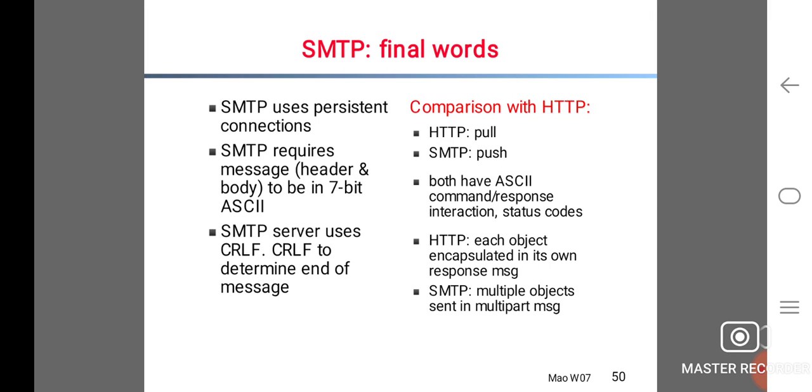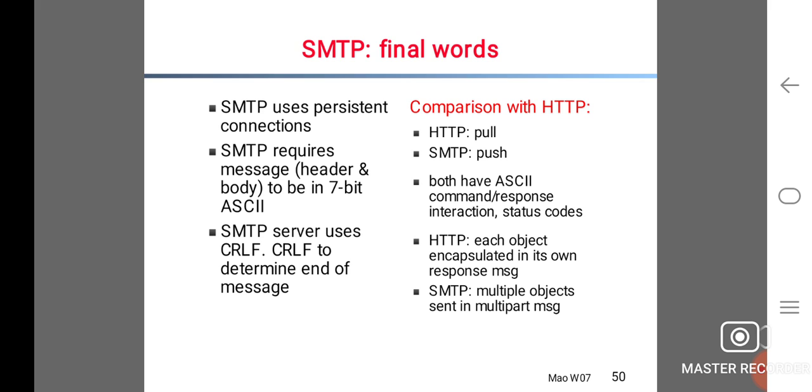SMTP final words. SMTP uses persistent connections. SMTP requires the message header and body to be in 7-bit ASCII. The SMTP server uses CRLF to determine the end of messages.